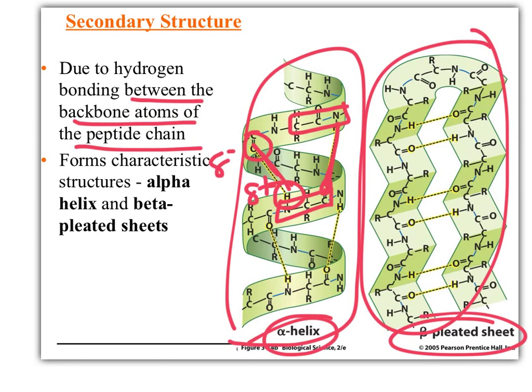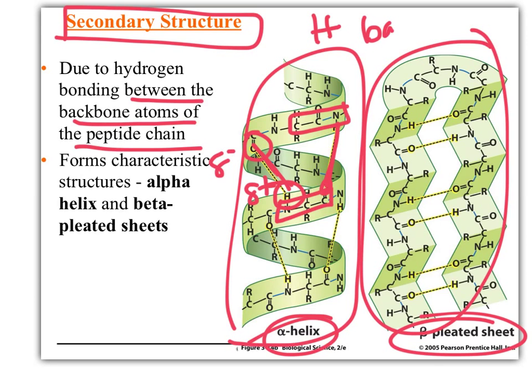You need to memorize alpha helix, beta pleated sheet: secondary structure of proteins is caused by hydrogen bonding in the backbone.